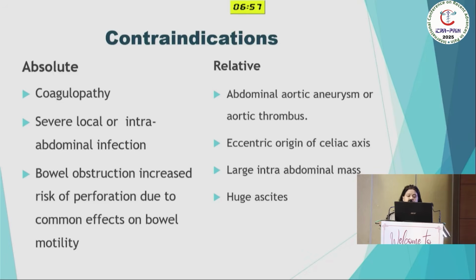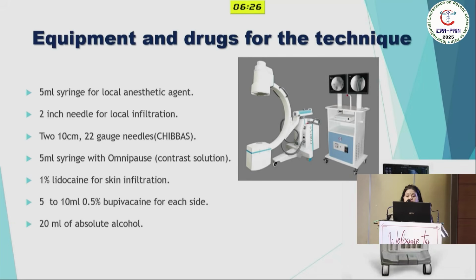As usual, like other interventions, there are absolute and relative contraindications. Absolute contraindications are coagulopathy, severe local or intra-abdominal infections, bowel obstruction, and increased risk of perforation, where we must not touch the patient for the celiac plexus block. The relative contraindications are abdominal aortic aneurysm, aortic thrombus, eccentric origin of the celiac axis, large intra-abdominal mass, or patients in the terminal stage with ascites.